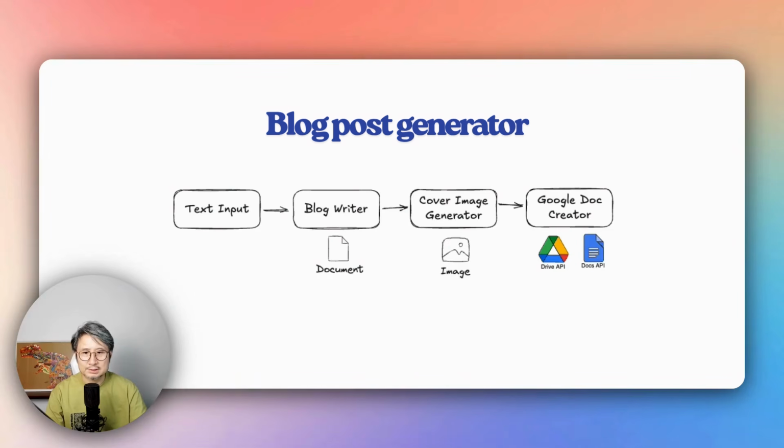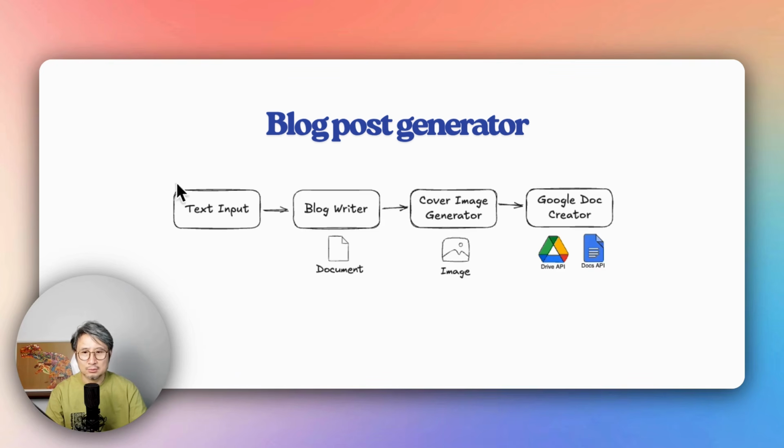Our first demonstration is an interactive blog post generator with images. This demo creates a simple tool where you can type a topic via the text input, and the system will automatically write a blog post about it by using the Gemini model, and generate an eye-catching header image by the model as well. Then it saves both the text and image into a new Google Doc in your Google Drive by using these two APIs. This shows how to take simple text input and produce structured multimodal output to an external platform.